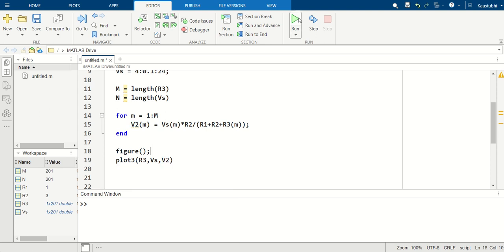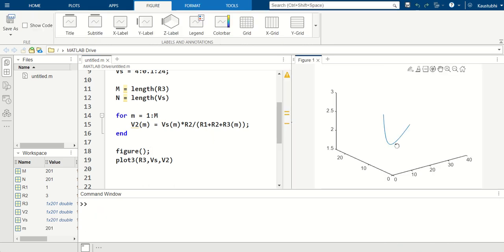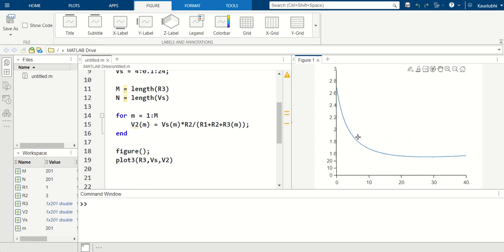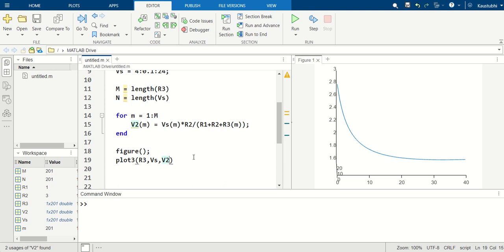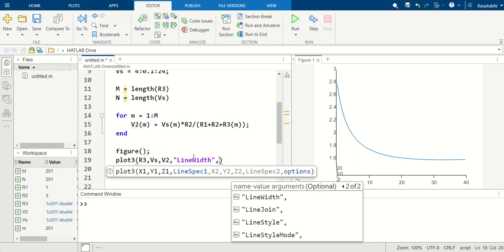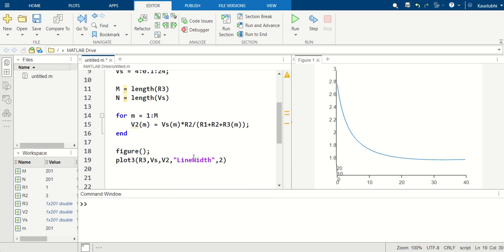Now just run it and see how the values are changing. So yes, this is my 3D graph. As you can see, my values are changing. Now I will put the X label, Y label, Z label, so you will be able to identify which axis is what. I'll make it a little beautiful. Let's say I want to change the line width to 2. So it will become a little beautiful.